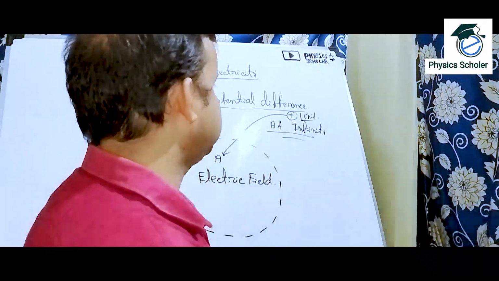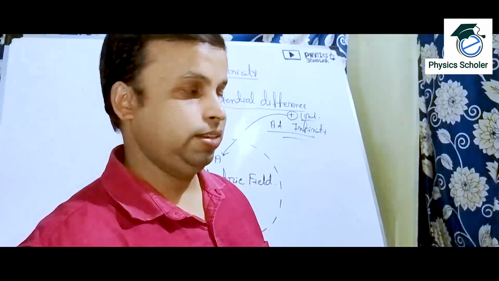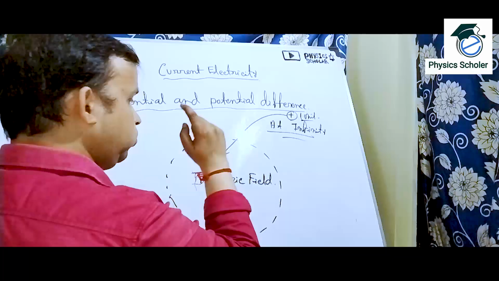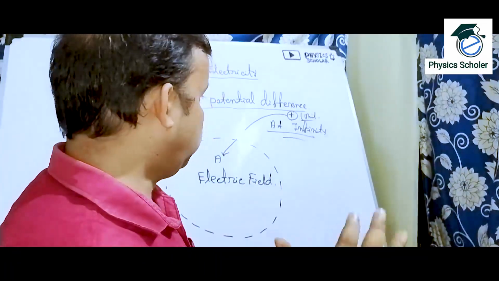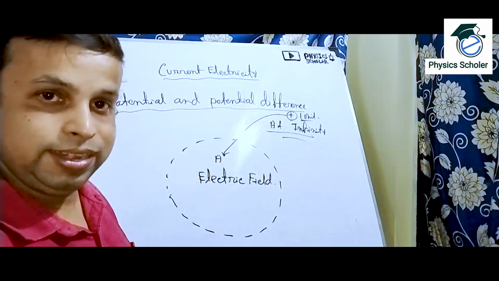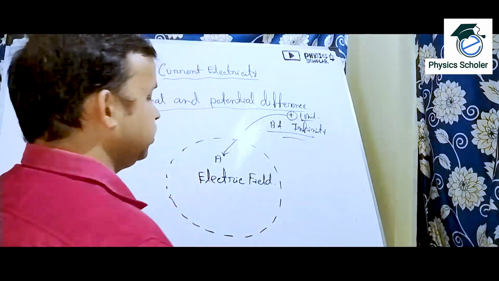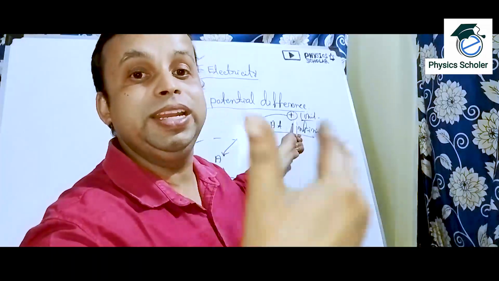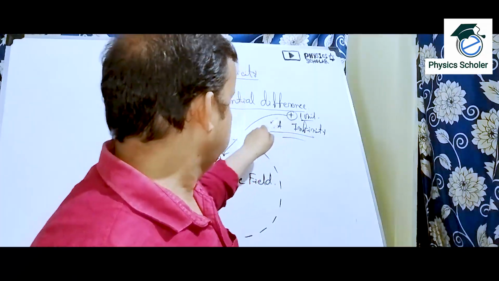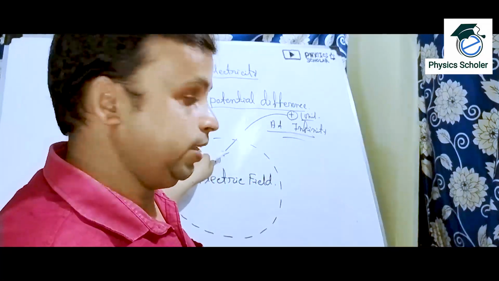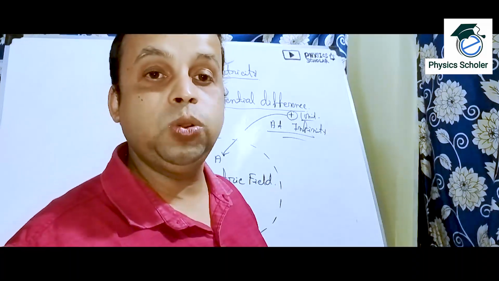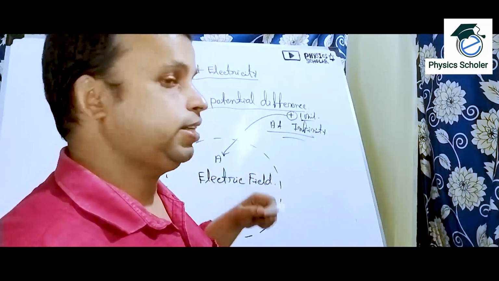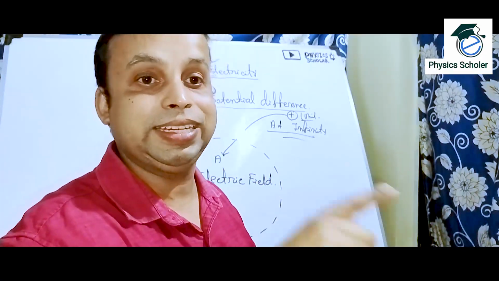is known as the potential of this point in that particular electric field. Clear? So what is the potential of a point in an electric field? If we want to bring a unit positive charge from infinity to that particular point inside the electric field, then the work that needs to be done is known as the potential of this point inside that electric field.